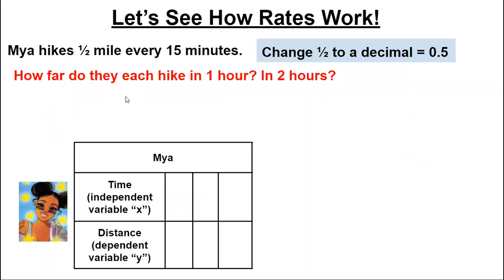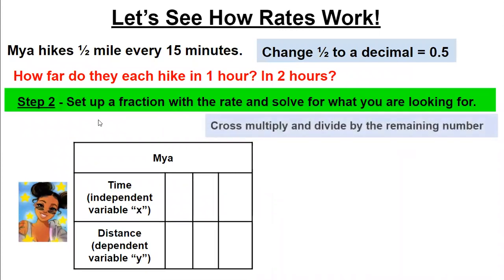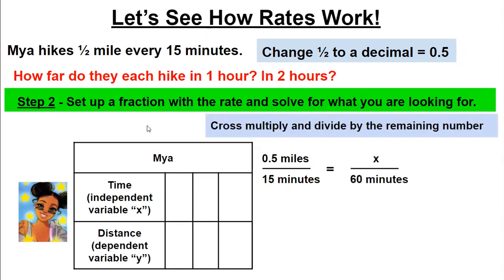Let's continue on. Step 2, we're going to set up a fraction with the rate given in the problem, 1/2 of a mile to 15 minutes. And then we're going to solve for what we are looking for. So let's see how that looks. So we're going to set up 0.5 of a mile over 15 minutes. Notice how I'm putting the label by it as well. So I remember the 0.5 is the same as half. We're going to set that equal to our proportion.